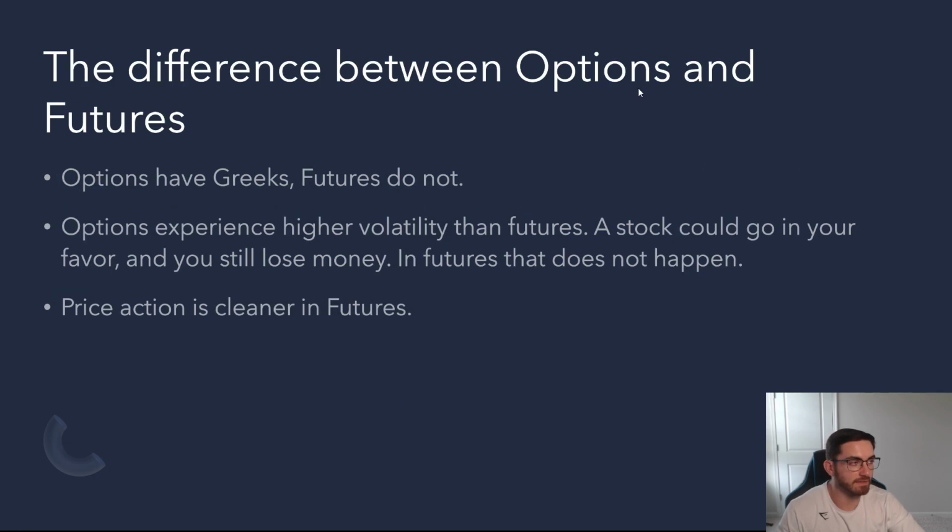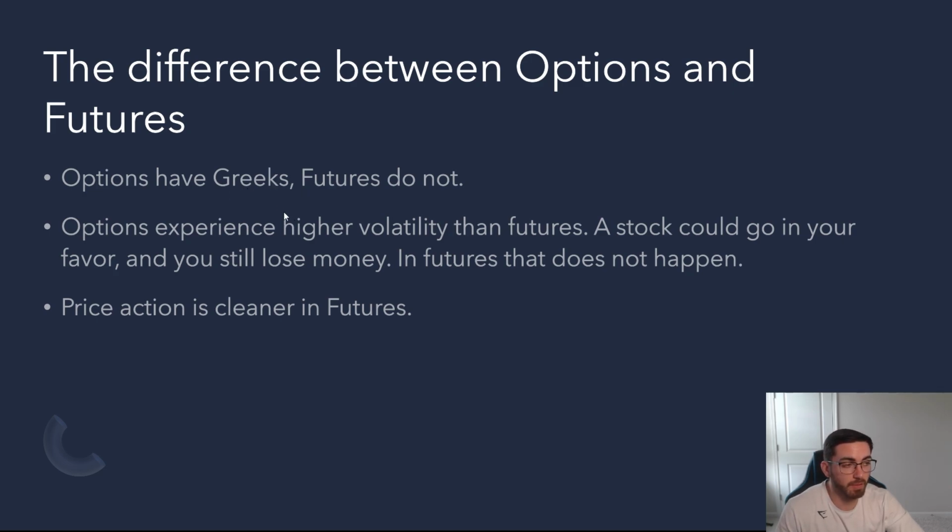Now, here's the main difference between options and futures and why a lot of traders have switched from options to futures: options have Greeks where the futures do not. Options experience higher volatility than futures. A stock could go in your favor and you still lose money because, again, the Greeks are playing a role, or maybe theta because you're trading a 0 DTE.